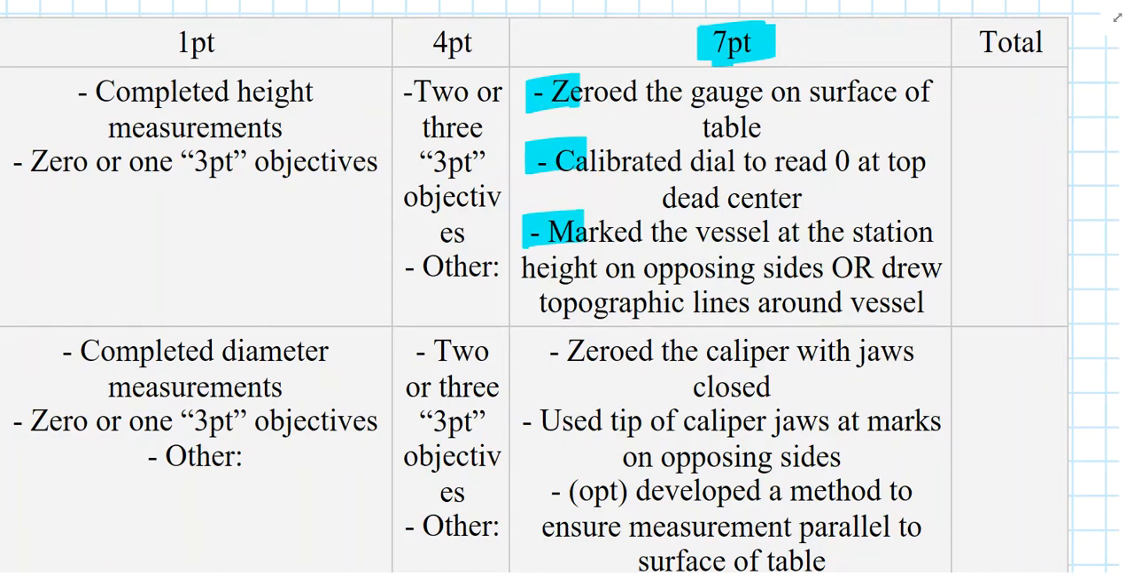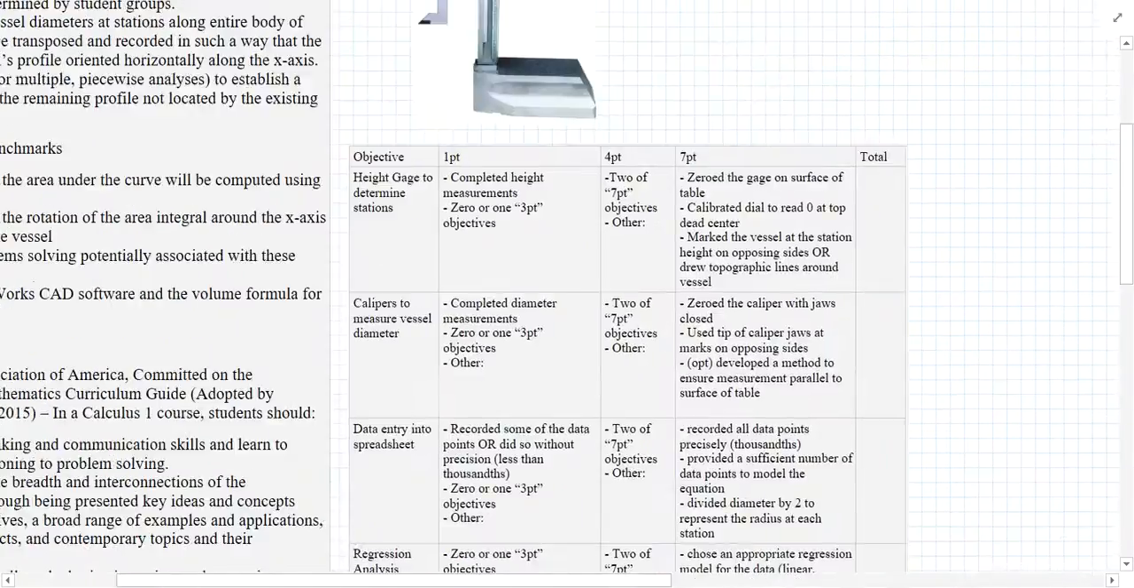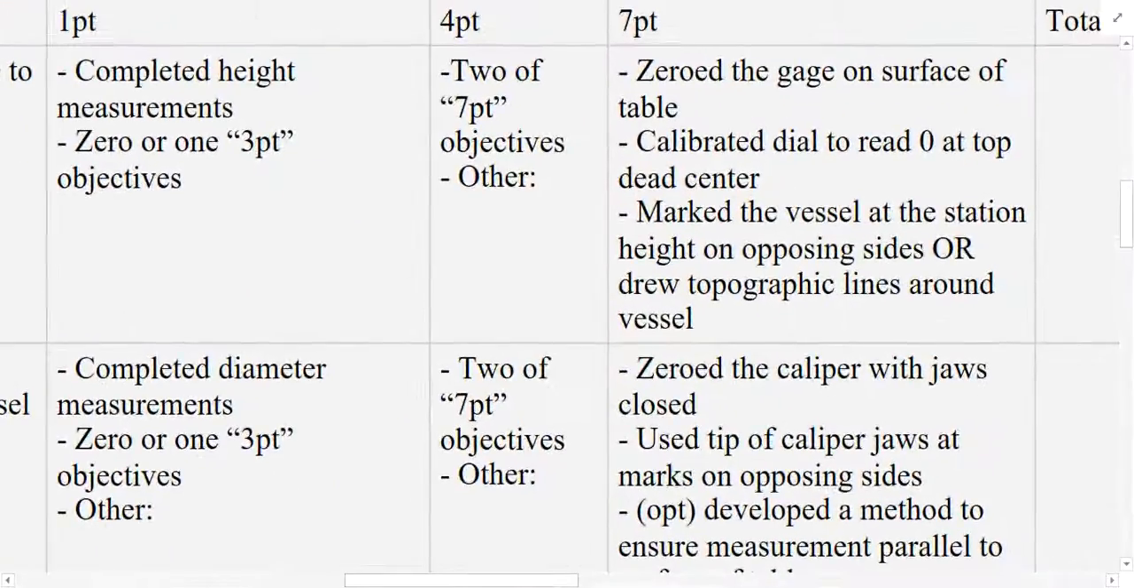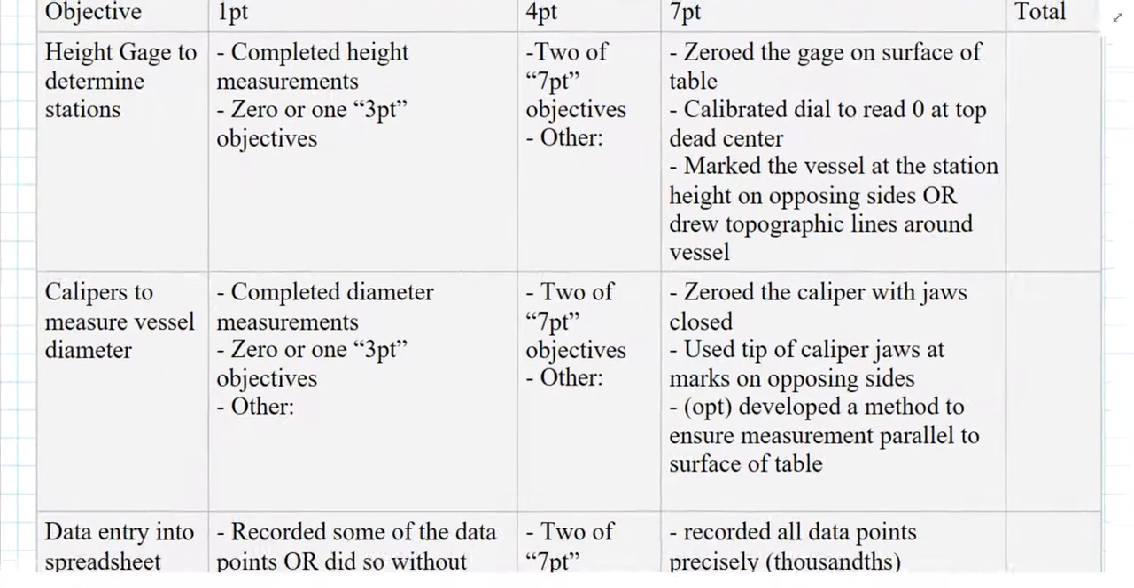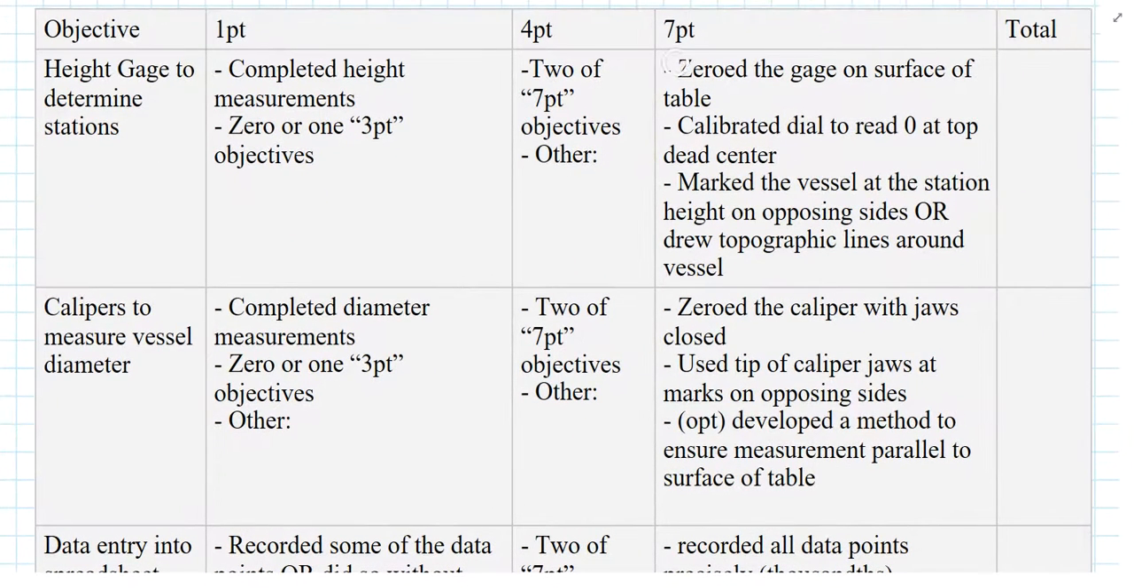And I just recognized that this was my old copy. Let me switch here. This is the current copy of the rubric. So again, if a student did meet all 3 of these components within the objective, then they earned 7 points. If they met 2 of the objectives, then they were likely going to score 4.